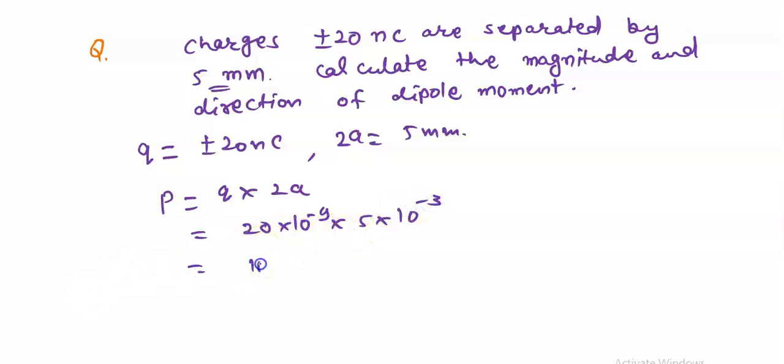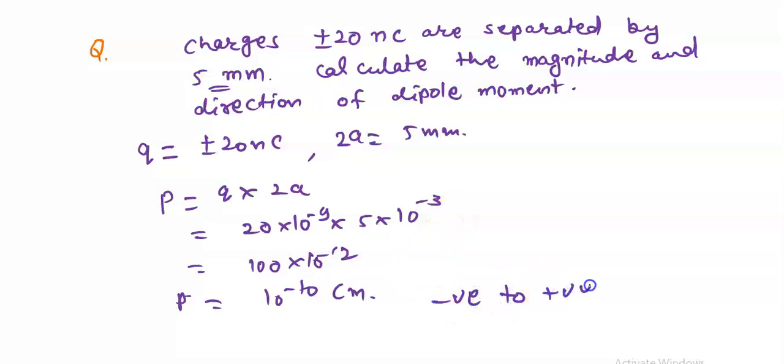5 2s are 10. Okay, so that makes it 100 into 10 to the power minus 12. So this makes it 10 to the power minus 10, and the unit will be coulomb meter. So this is p. And as far as the direction is concerned, you know that conventionally we always say that the direction will be from negative to positive charge.